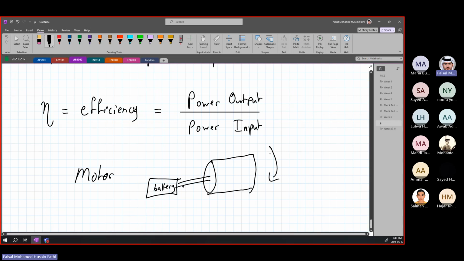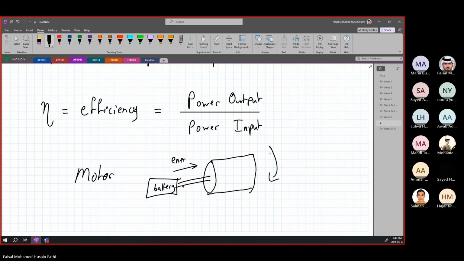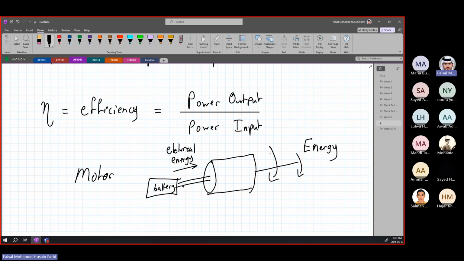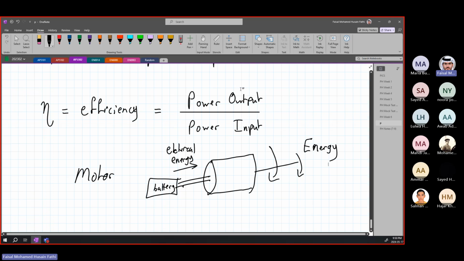Then, so this is providing energy. This is providing electrical energy, which the motor then converts into mechanical energy, all right? But there is an output from this, which is being rotated, which is also consuming this energy. Obviously, in reality, you will never have 100% efficiency.